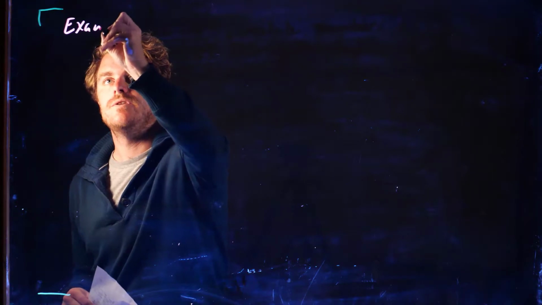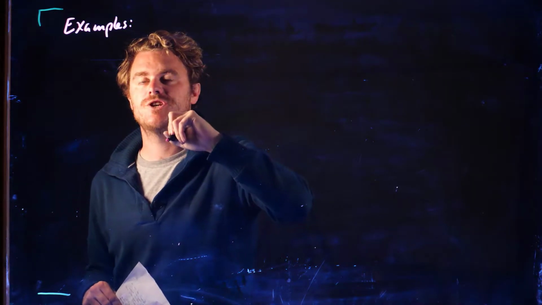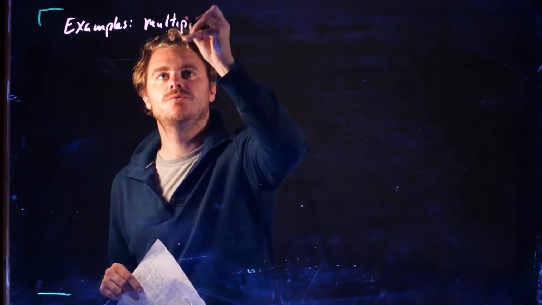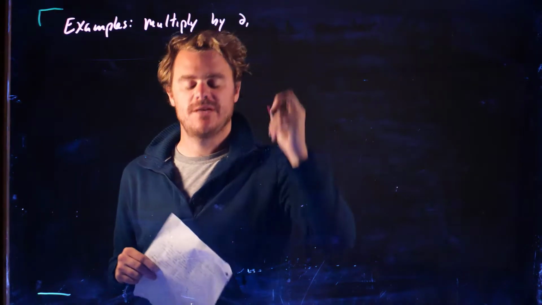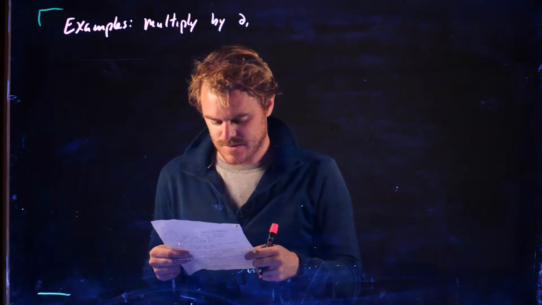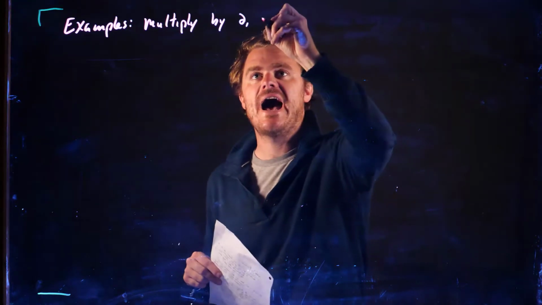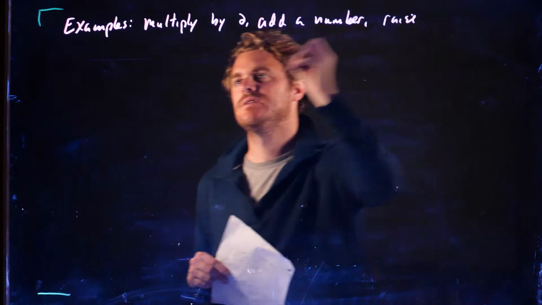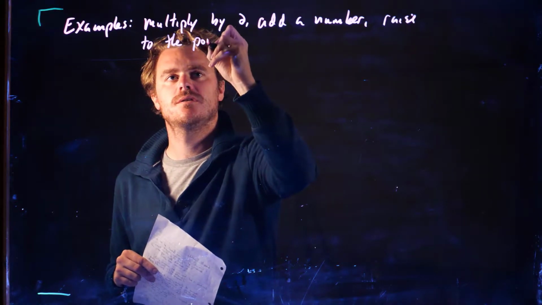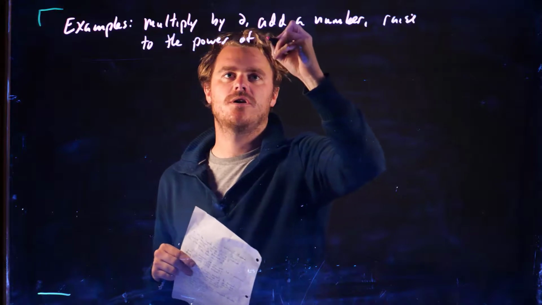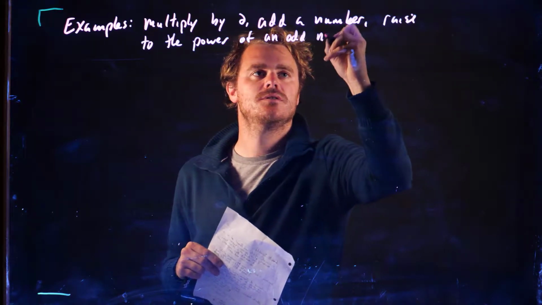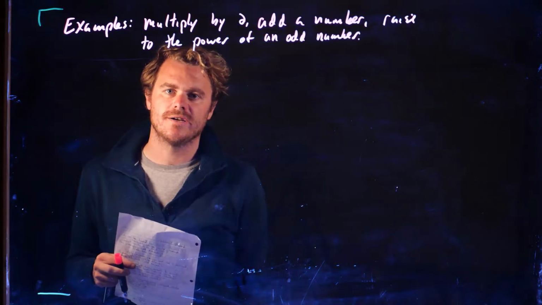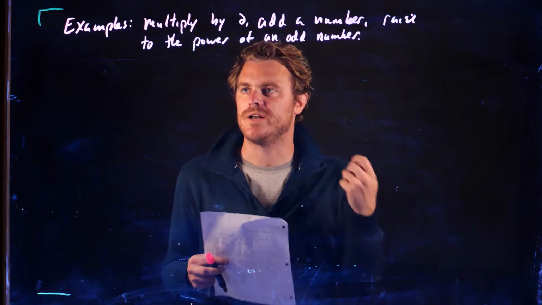In case that's a little bit confusing, here are some examples of monotonic functions in terms of that f function that we were just saying. You can multiply by 2, or any kind of positive number. We can add a number. We could raise to the power of 3, or of an odd number. And these are all positive monotonic transformations or monotonic functions.